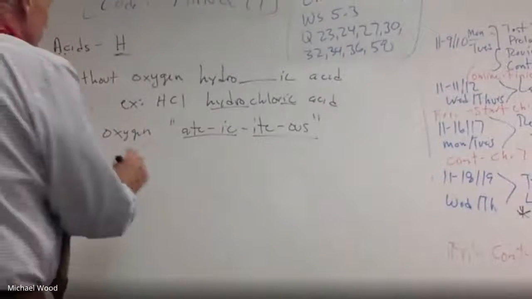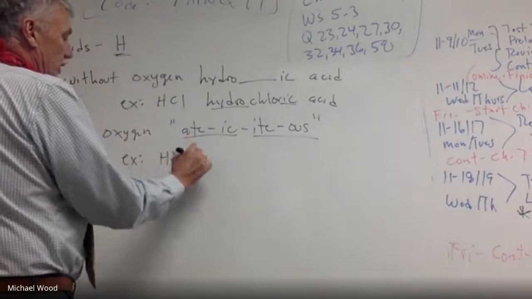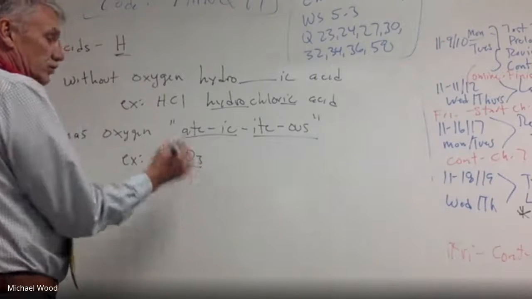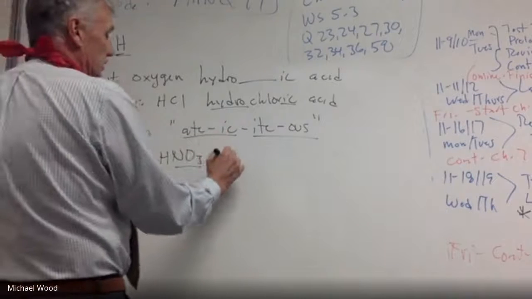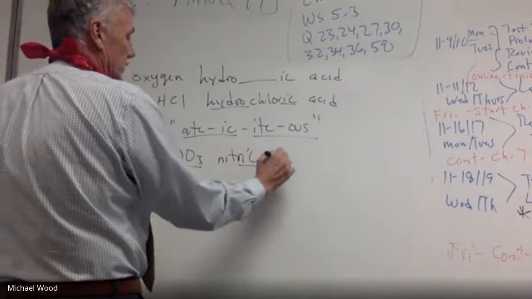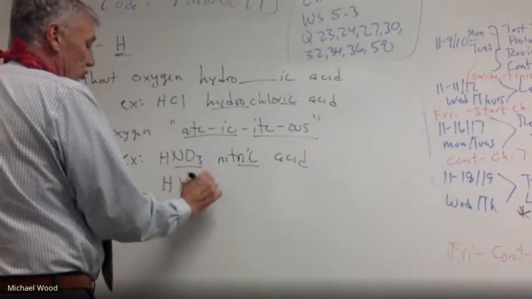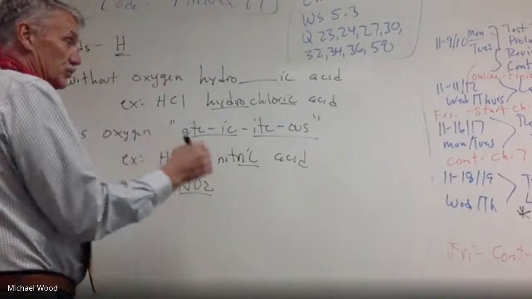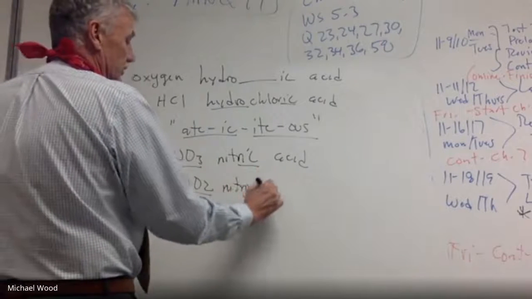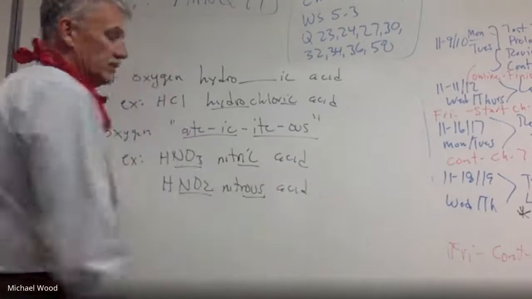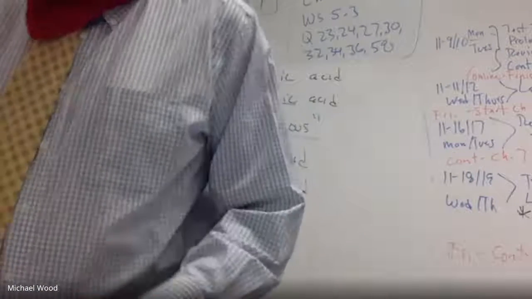So examples of that would be HNO3. This has oxygen, and NO3 is nitrate. So I drop the ATE and I add IC, so I have nitric acid. And if I have HNO2, NO2 is nitrite, so I drop the ITE and I add OUS, so it's nitrous acid. Definitely acids are a little bit confusing, no doubt about it. They need a little practice.